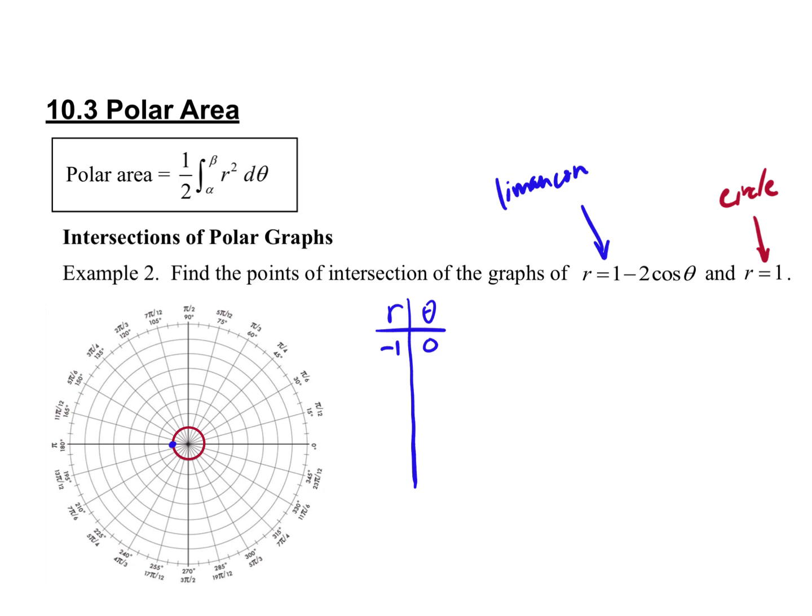Okay, -1, 0. So normally, this would be 1, 0, but because r is negative, it flips over to the other side. Okay, and it looks like we have a point of intersection, so that's good.